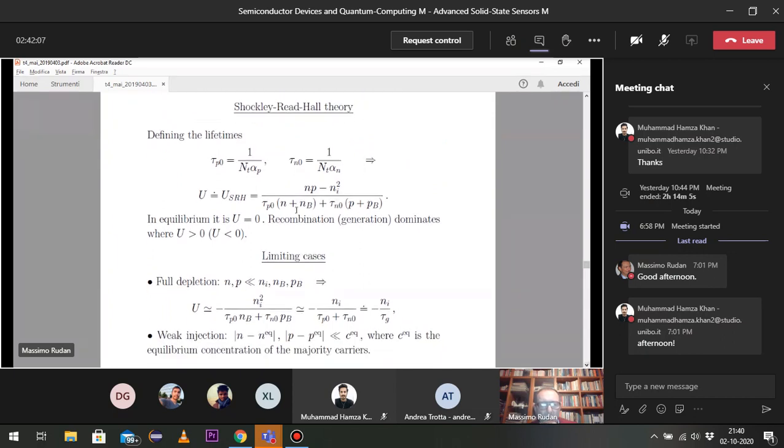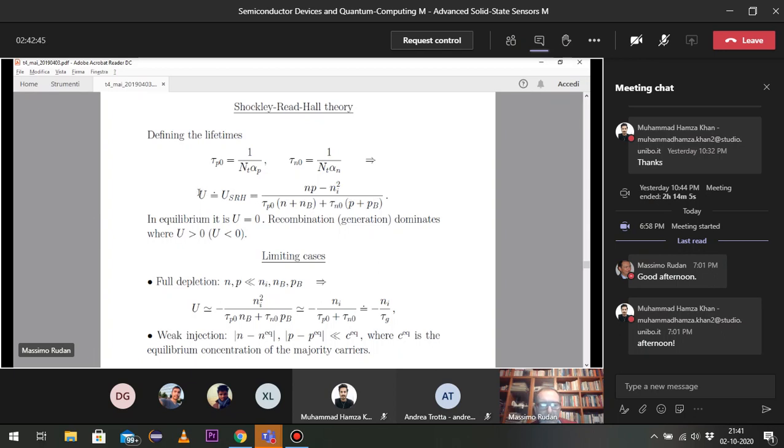So we introduce new symbols. The lifetimes, tau P0 is defined as 1 over NT alpha P, and tau N0 is 1 over NT alpha N. Expression for U is this. Observe that tau P0 multiplies N plus NB, and tau N0 multiplies P plus PB.